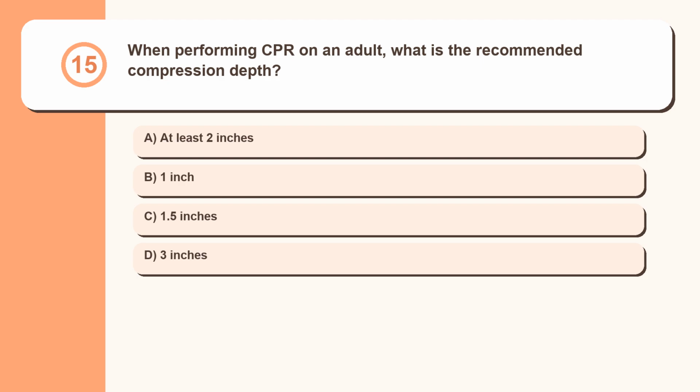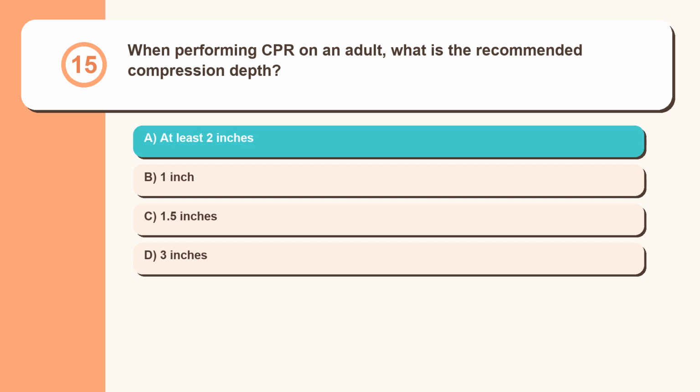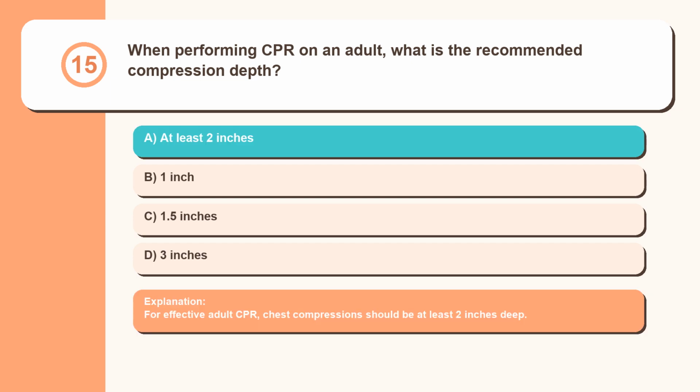Question 15. When performing CPR on an adult, what is the recommended compression depth? At least 2 inches, 1 inch, 1.5 inches, 3 inches. For effective adult CPR, chest compressions should be at least 2 inches deep.